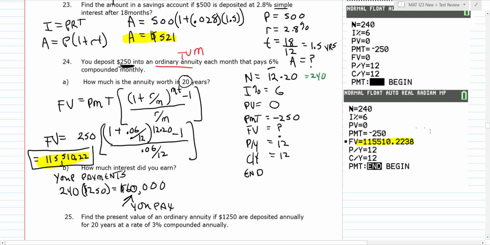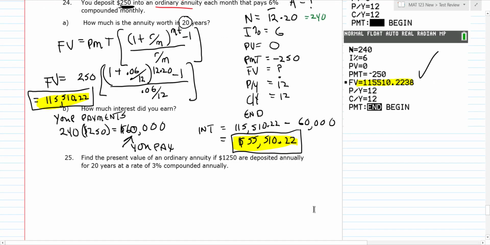Okay, well, you ended up with this amount. So what you do is the interest is going to be $115,510.22 minus the amount of money you put in. So that would be the interest earned. Just do that on the calculator. And what you'll get on this is $55,510.22. Okay, so that would be the answer to the second part of that problem.